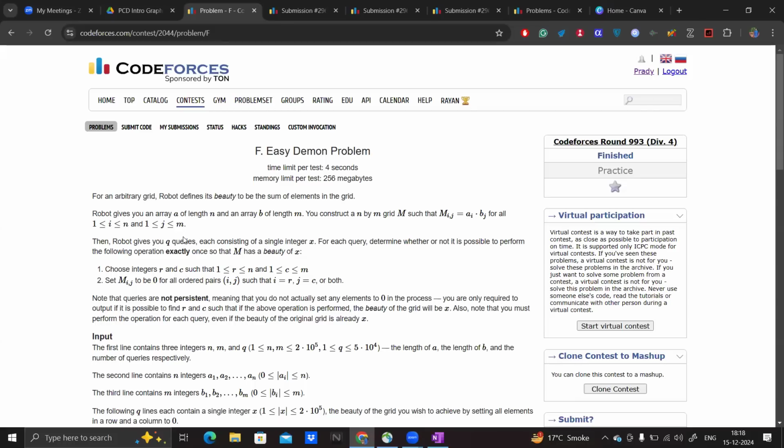It gives you q queries, and in each query it gives an x, and basically we can perform an operation.